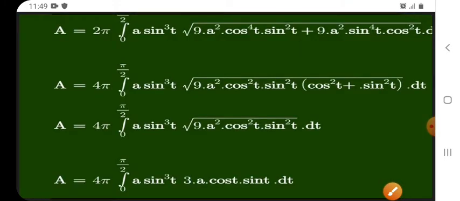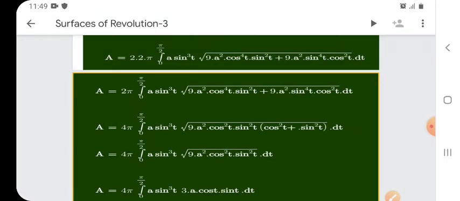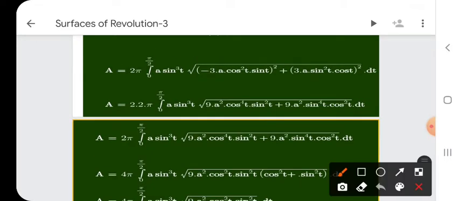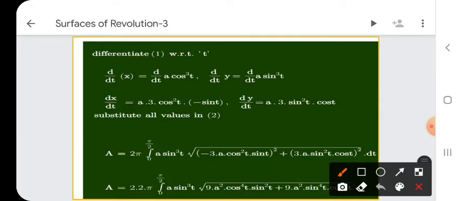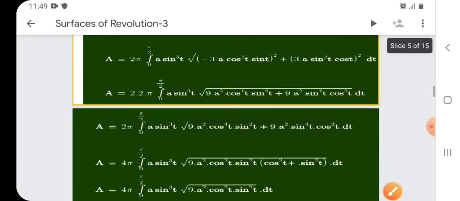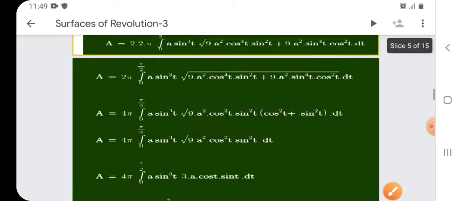And sin square t whole square, next, 3 whole square is 9, a whole square means a square, sin square t whole square is sin power 4t, times cos square t. First I substitute all values and then square these two terms. 9a square cos power 4t sin square t, same 9a square sin power 4t cos square t. Okay. Next.